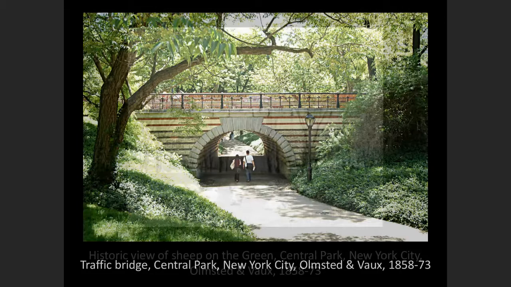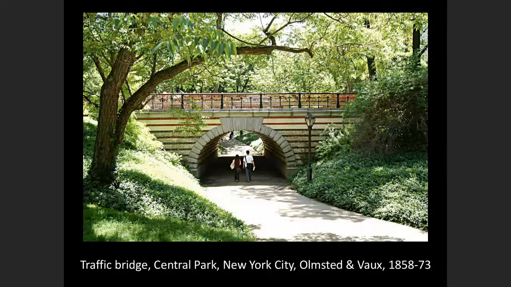Here is one of the cross streets, and to prevent traffic crisscrossing, going from one side to the other and having pedestrian accidents or pedestrians having to wait and traffic having to wait for people crossing, Olmsted and Vaux created these tunnels that go under the street so that people walking, riding bikes or whatever would not have to cross the traffic of the street.